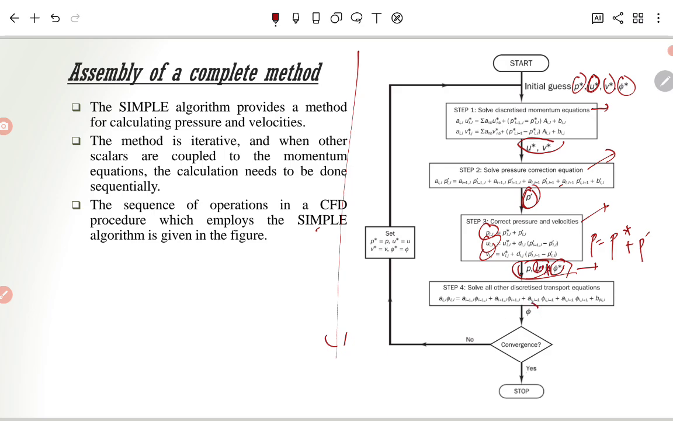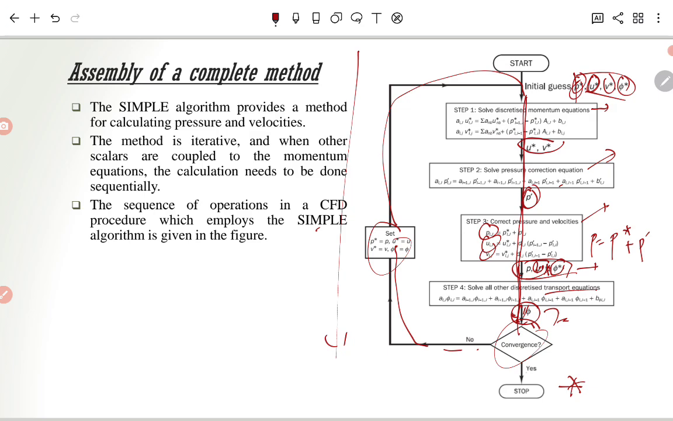At the end, we can obtain the correct value of the transport equation that we want to study, whether temperature or anything else, and then we check convergence. If it did not converge, it means that maybe a certain guess value is not correct, so we need to reset the guess value, start again from here, and go through the process until the solution is converged, and then stop. That's how the SIMPLE method or SIMPLE algorithm works, starting with the initial guess.